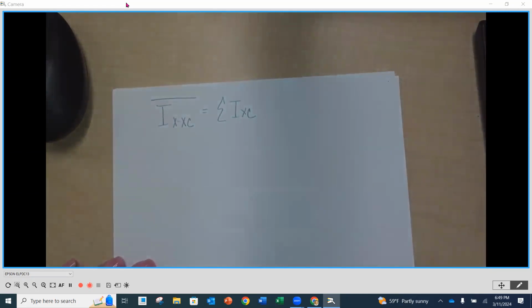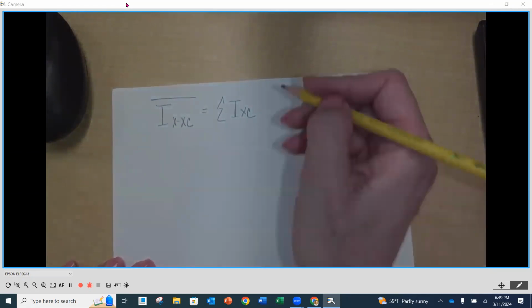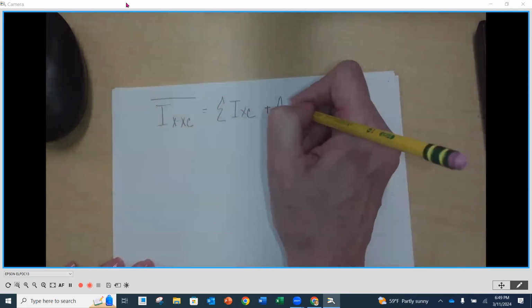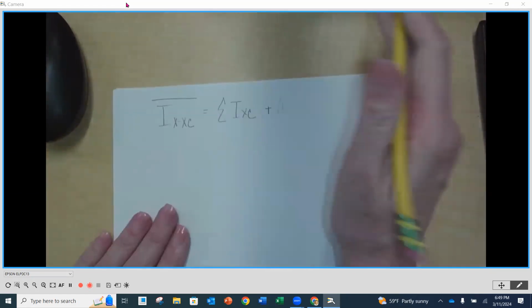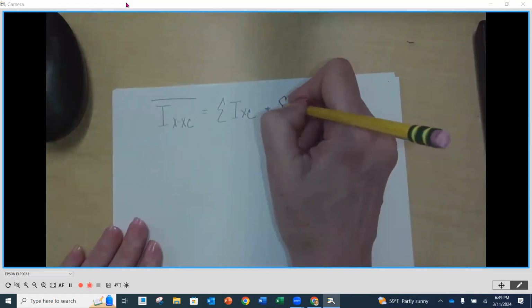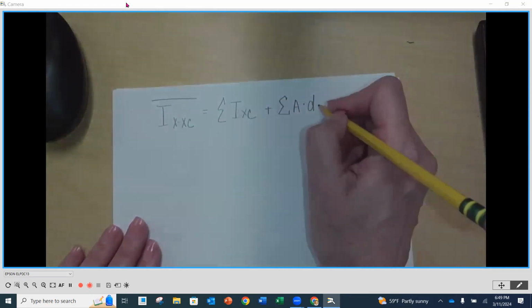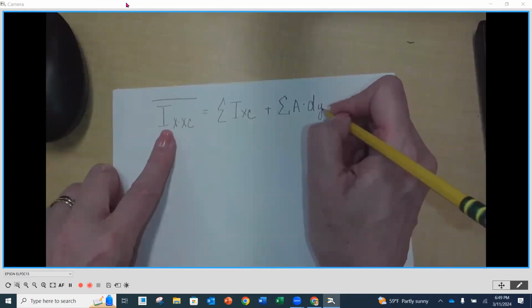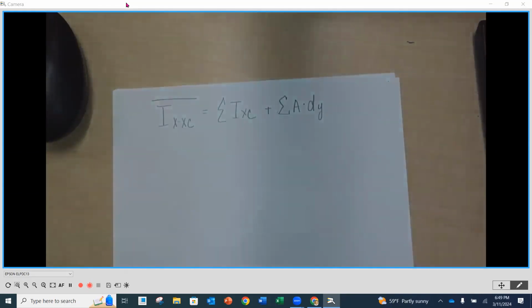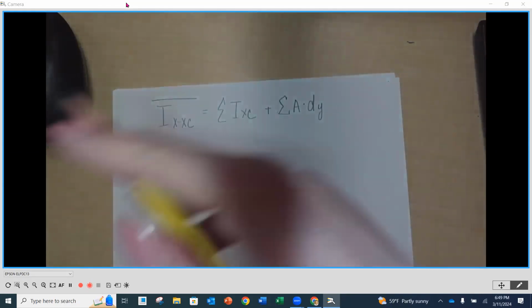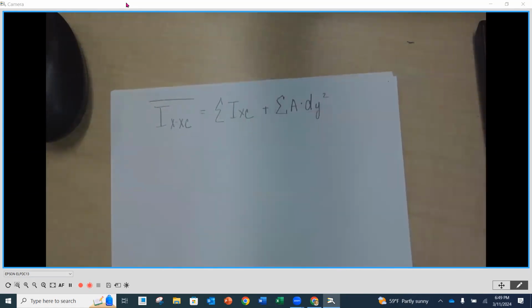And we already calculated an IXC1, an IXC2, and IXC3, so we've got that done already. We just have to sum it up in a chart, plus the summation of A times our D. Now, the dy's go with the X because it's going to be the distance between two parallel X axes, so they're going to be in the Y direction. Times, and I like putting parentheses around that.